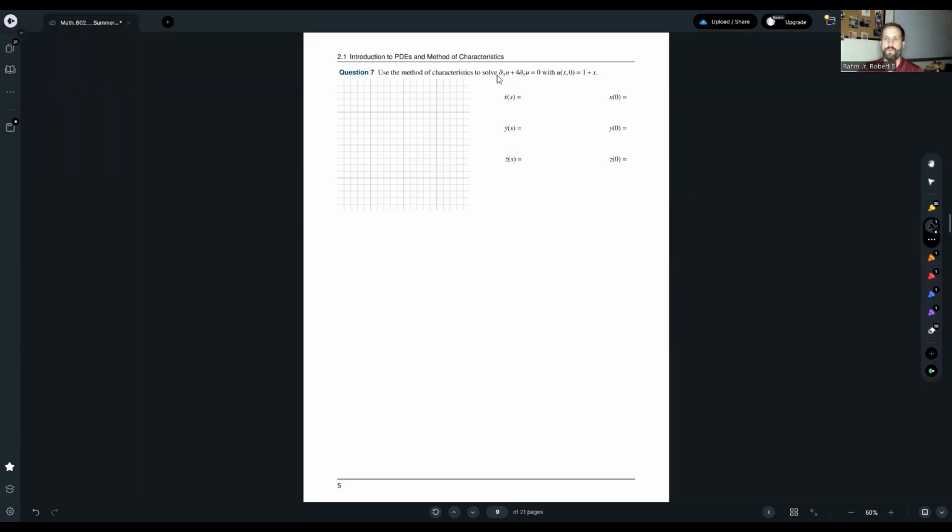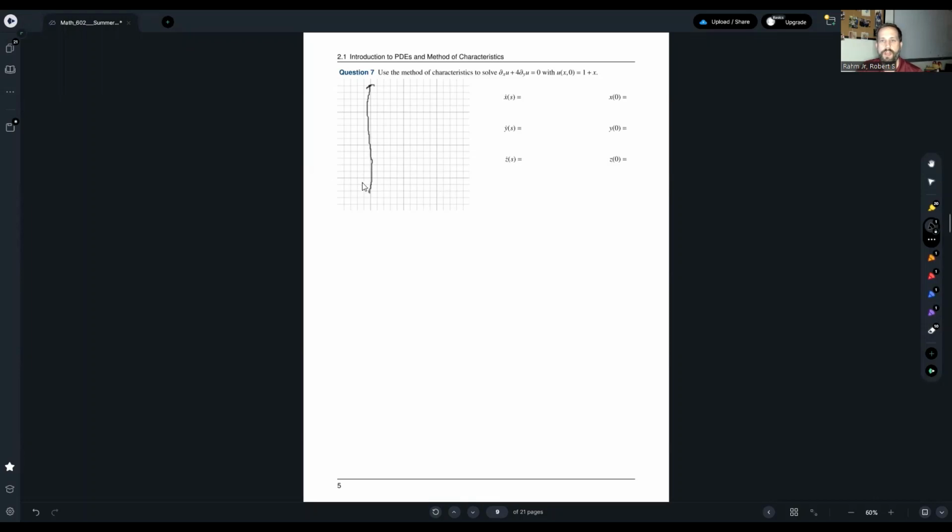So we have 1 times the partial derivative of u with respect to x plus 4 times the partial derivative of u with respect to y. And we know that u of x, 0 is equal to 1 plus x. So in other words, we know what u is along the x-axis.